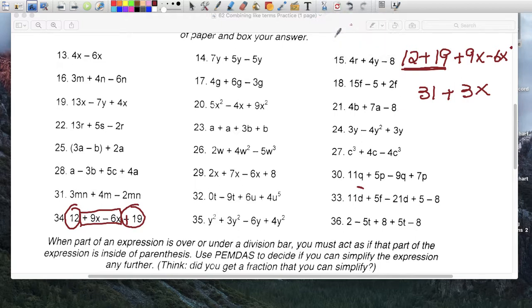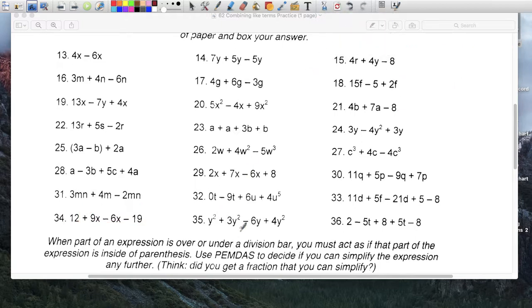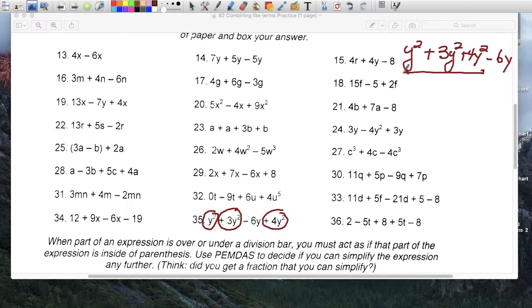3x. 35. That's a y squared. Okay, so I have this and this and these. They're all alike. So I get to write y squared plus 3y squared plus 4y squared. And the one that's different, minus 6y, goes all the way at the end. I combine these three.